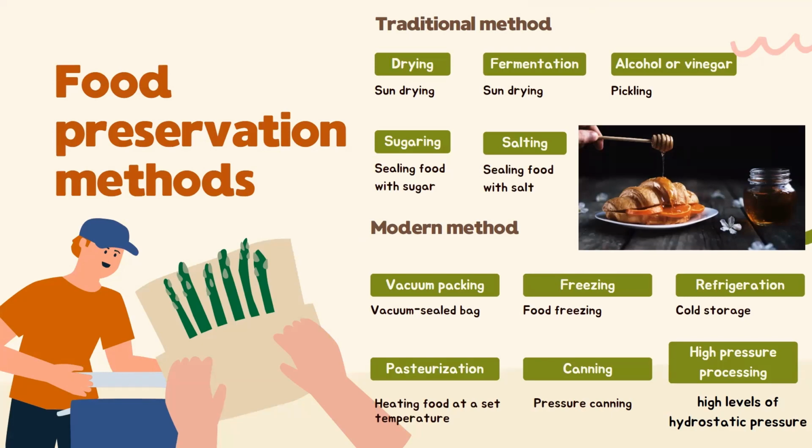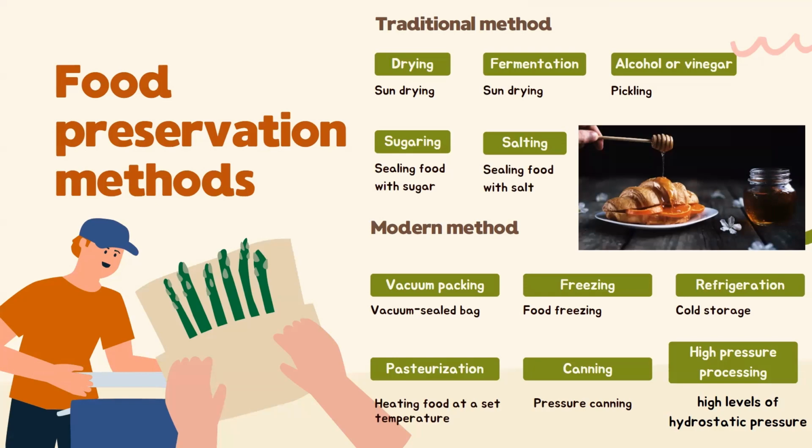Traditional methods of food preservation have been employed for centuries by various cultures around the world. These methods are often based on simple techniques that rely on natural processes and locally available resources. Some common traditional methods include: first, sun drying.